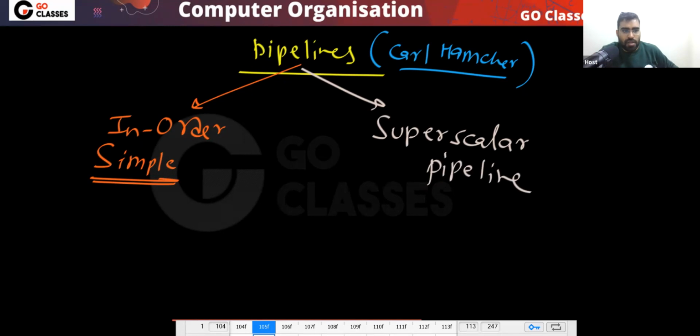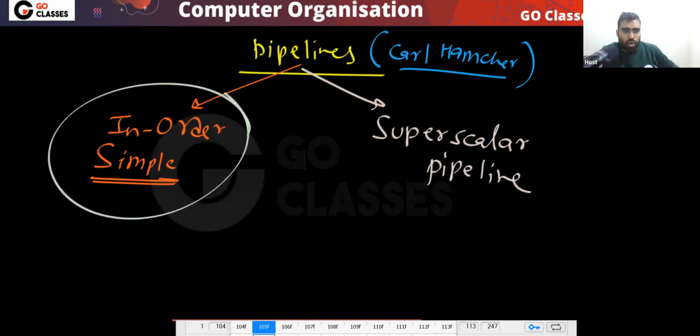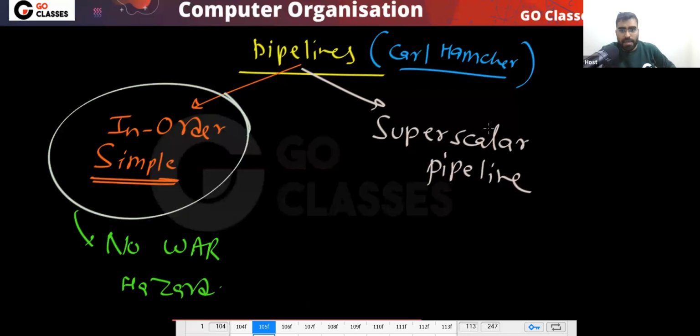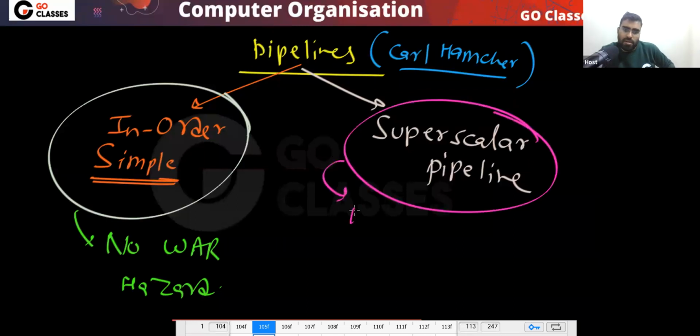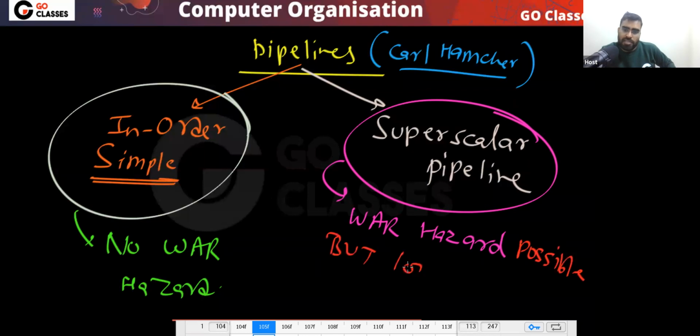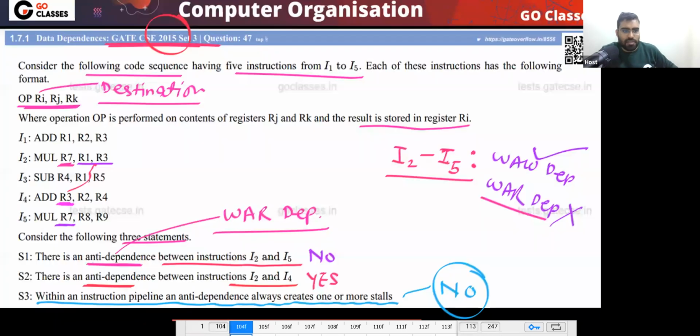So you already know that here there is no WAR hazard. Here, in the superscalar, WAR hazard is possible, but it can be eliminated, 100% eliminatable. Anyway, you can notice that this anti-dependency always creates one or more stalls.